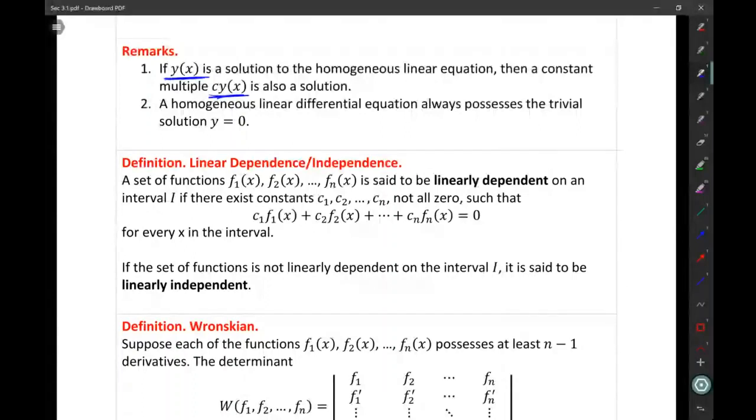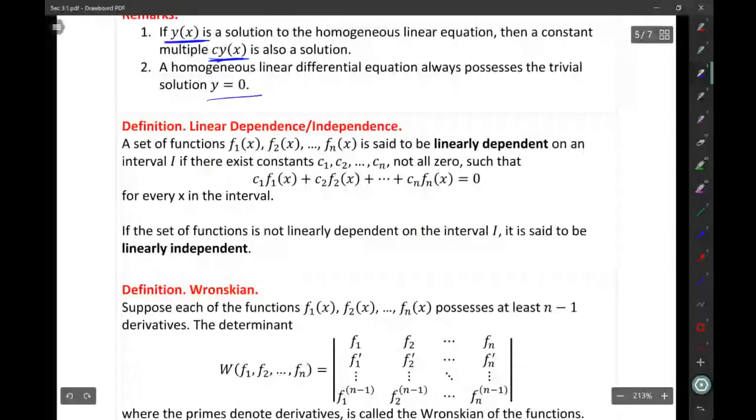We have all the time the zero solution, I mean if y is equal to zero, which is called the trivial solution. We will look in this chapter for non-trivial solutions.